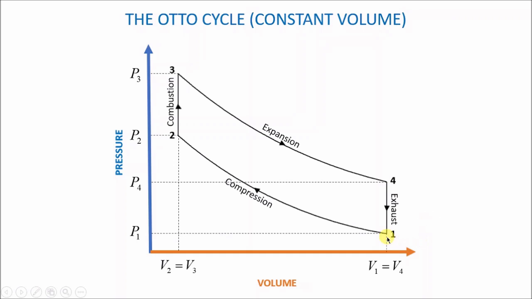Initially the mixture will be at state 1, and then it's going to be compressed to state 2. And as you can see, the volume is decreased. We move from V1 to V2. And then when it is at state 2, combustion takes place until we reach state 3. And at state 3, expansion takes place and the volume is increased again to state 4. And then from state 4 to state 1, this process is called the exhaust phase. Really, really important. So it's really important for you to know the Otto cycle PV diagram. It looks like that.